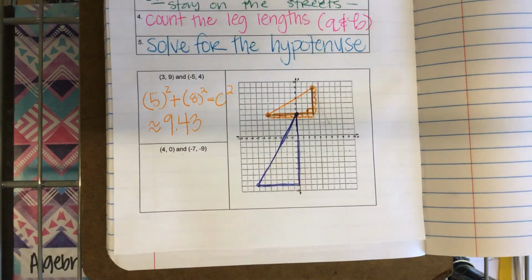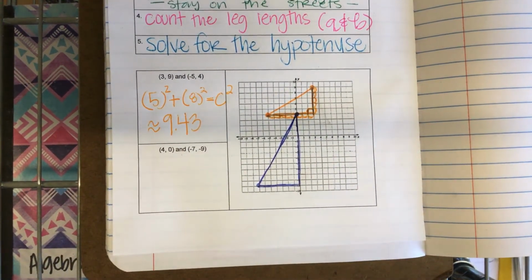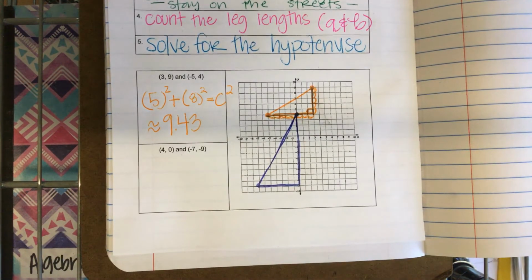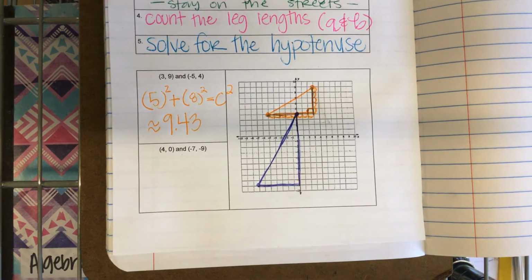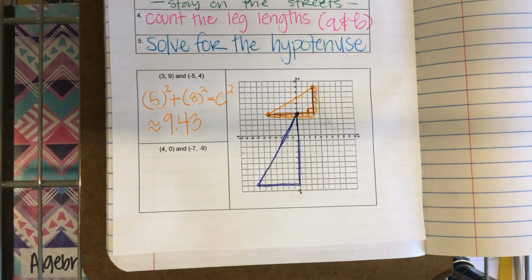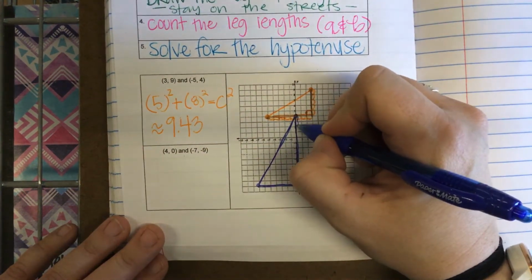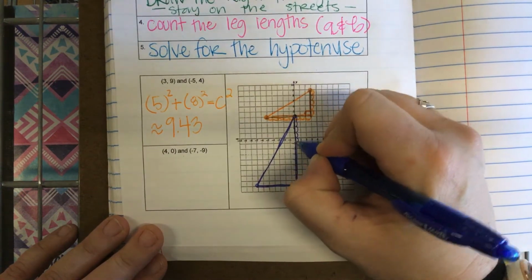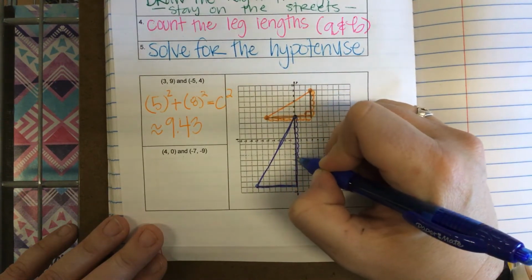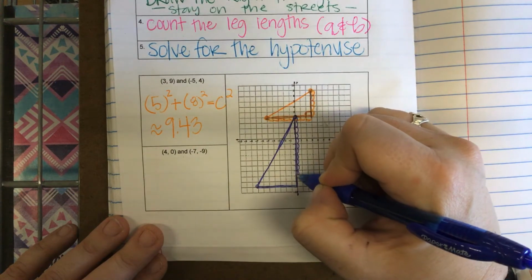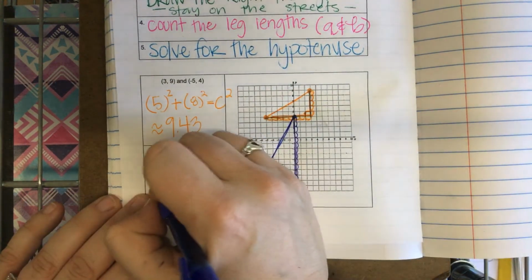Does this remind anybody of something else that we've done this year? Starts with an S and ends with a lope. Slope. Yeah. Counting, rise over run, up and over between two points.